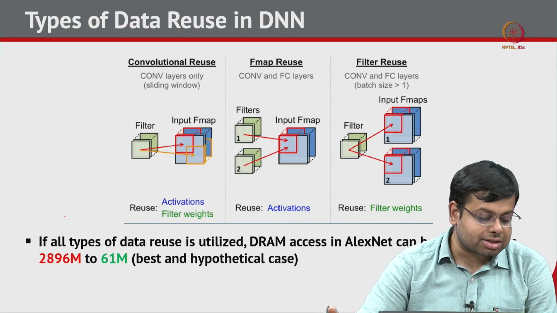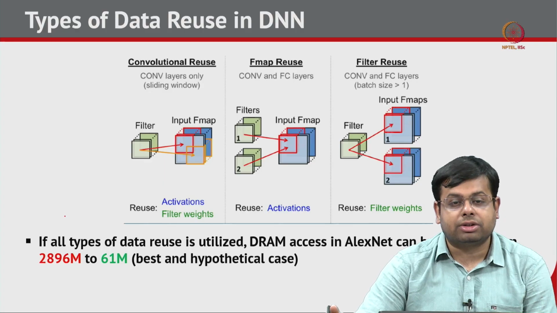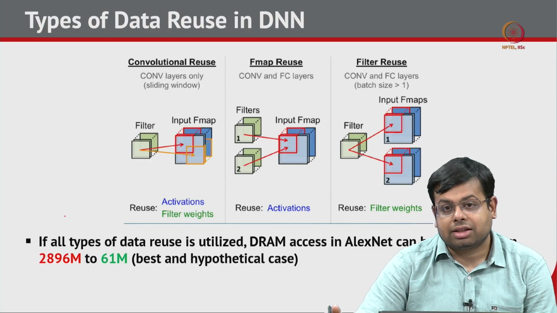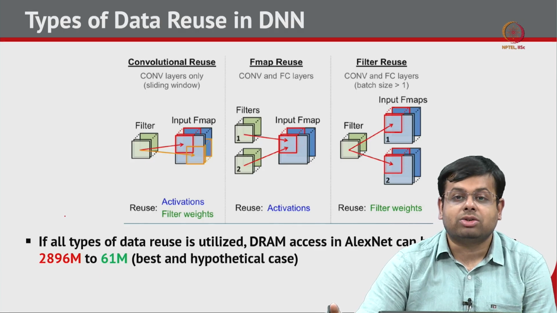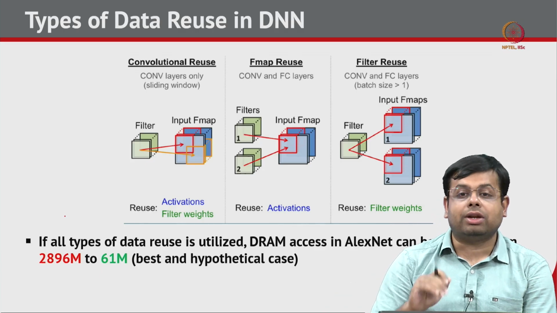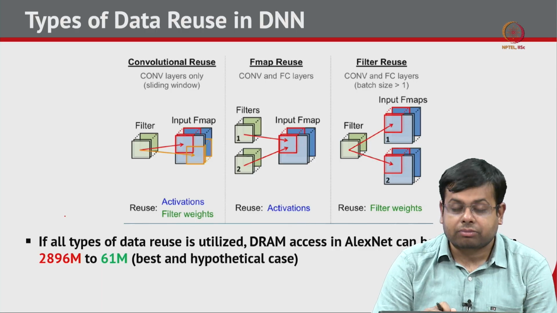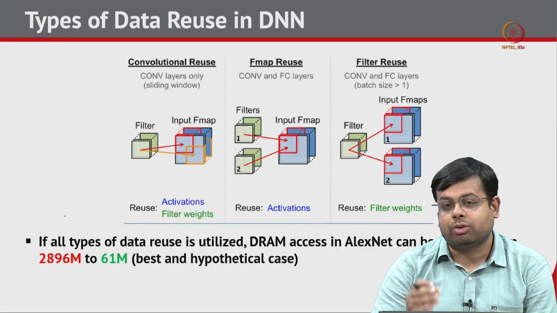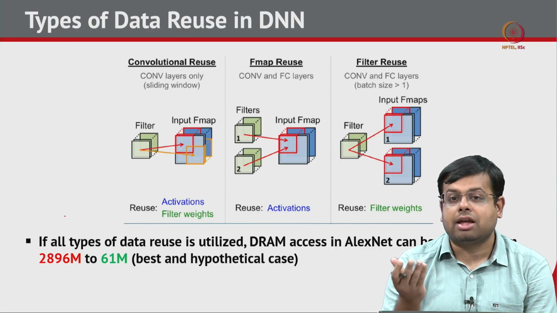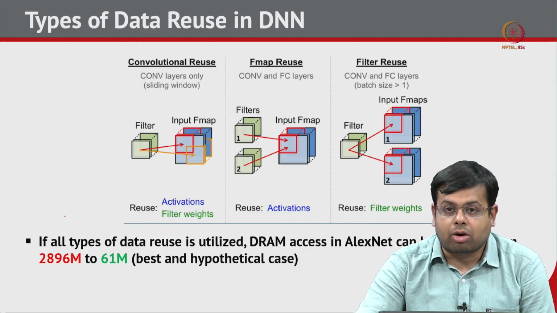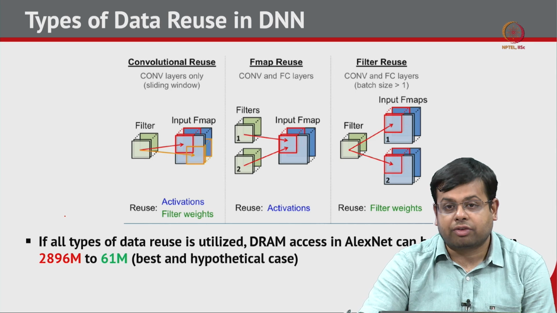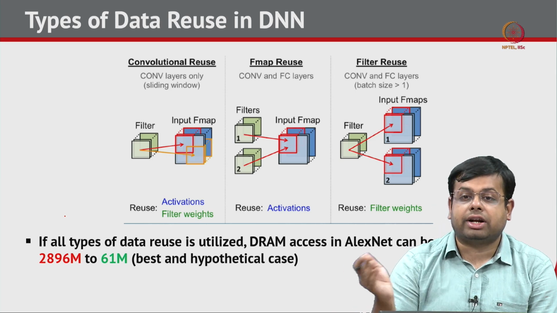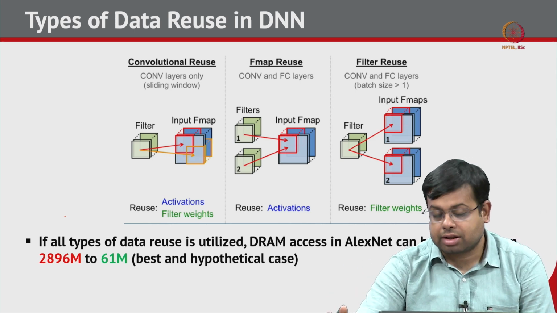And then we also discussed that if all types of reuse are actually utilized, then the DRAM access in AlexNet can be reduced from 2896 million to 61 million. So remember, whenever we are executing the DNN, there is a lot of data going around, right? The weights are there, the activations are there. Activations mean the output of one layer which becomes the input of another layer, right? So there is a lot of data going here and there, correct?